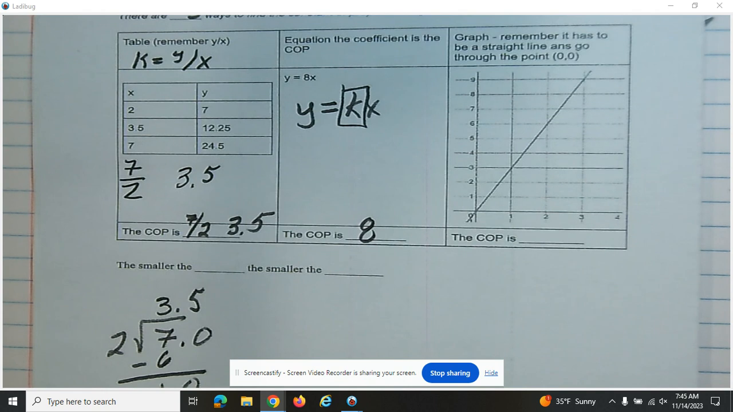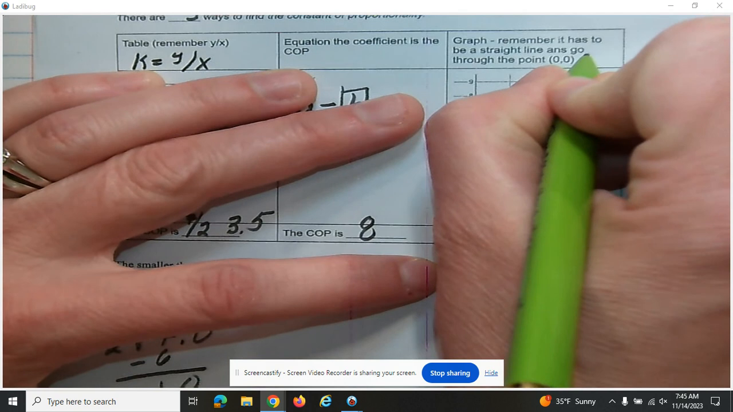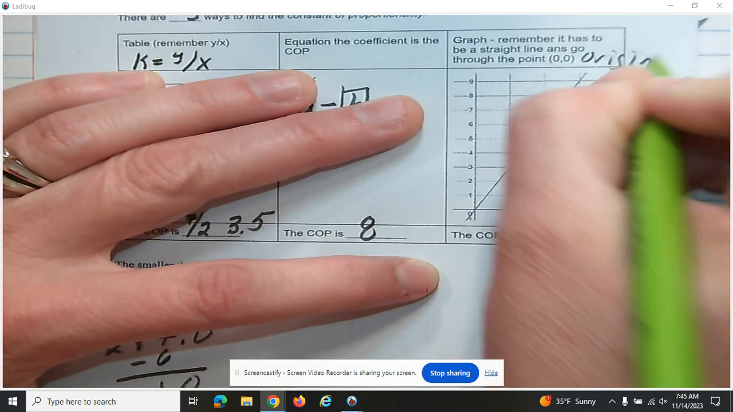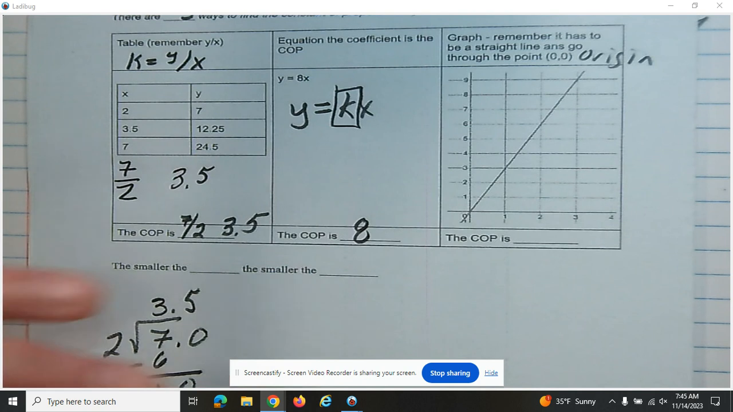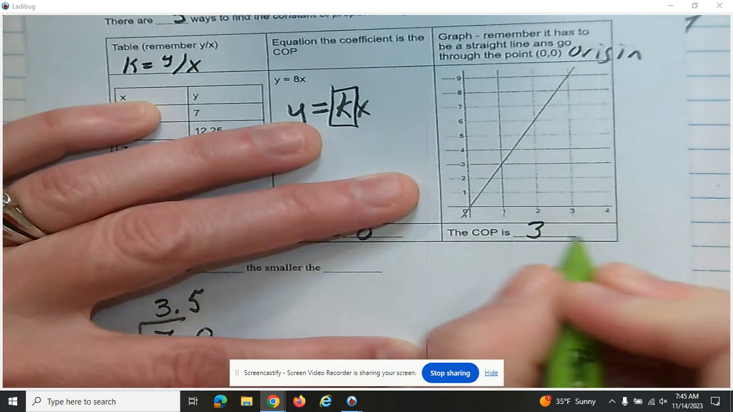On a graph, remember it has to be a straight line and it has to go through 0, 0. It has to go through the origin. What is my constant proportionality here? 3. You can do this 2 ways.